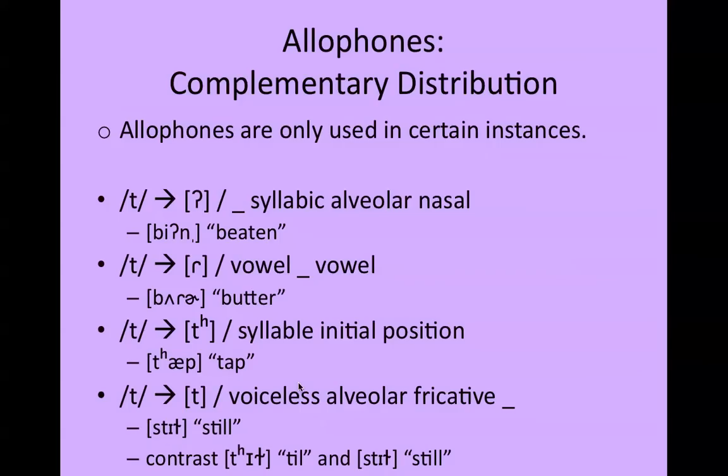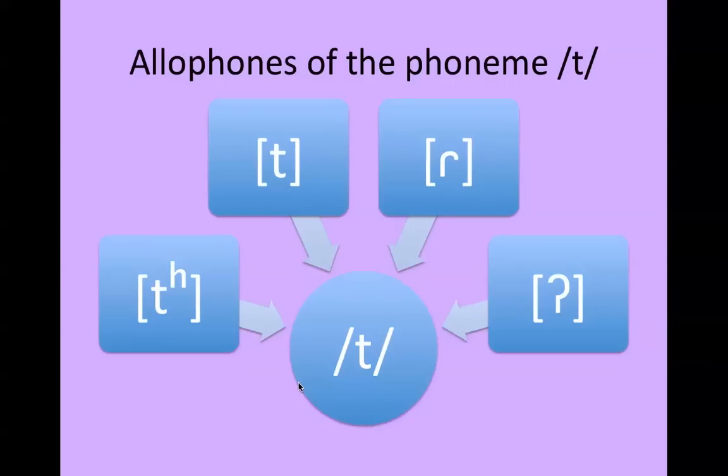So there you go. Those are the allophones of the phoneme t. The t is realized as these four different allophones depending on its usage, or its location, within a word. So each of these allophones is used in certain circumstances.